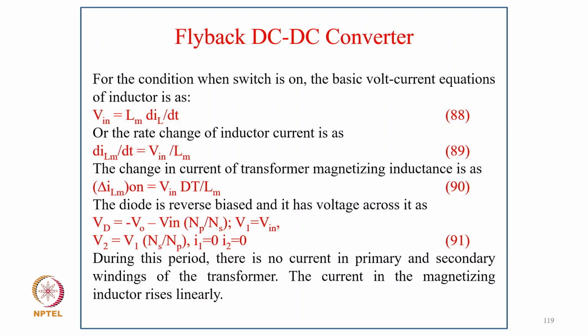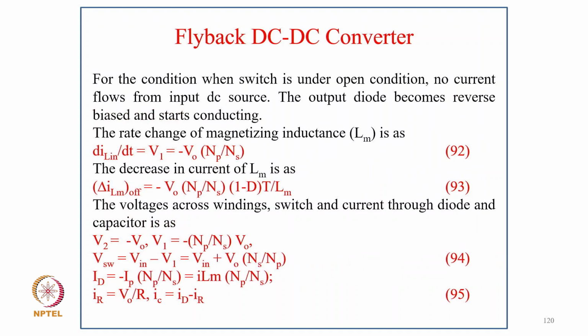So Vd equal to minus Vo minus Vin Ns upon Np, and V1 equal to Vin, and V2 equal to V1 times Ns upon Np, and I1 equals 0 and I2 equals 0. So during this period there is no current in the primary and secondary winding of the transformer. The current in the magnetizing inductor rises linearly.